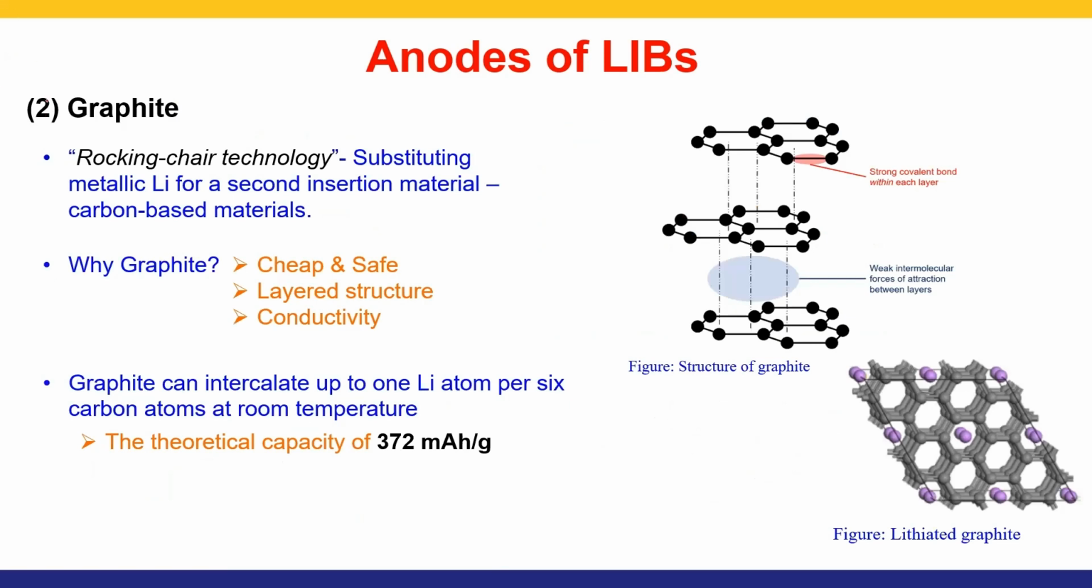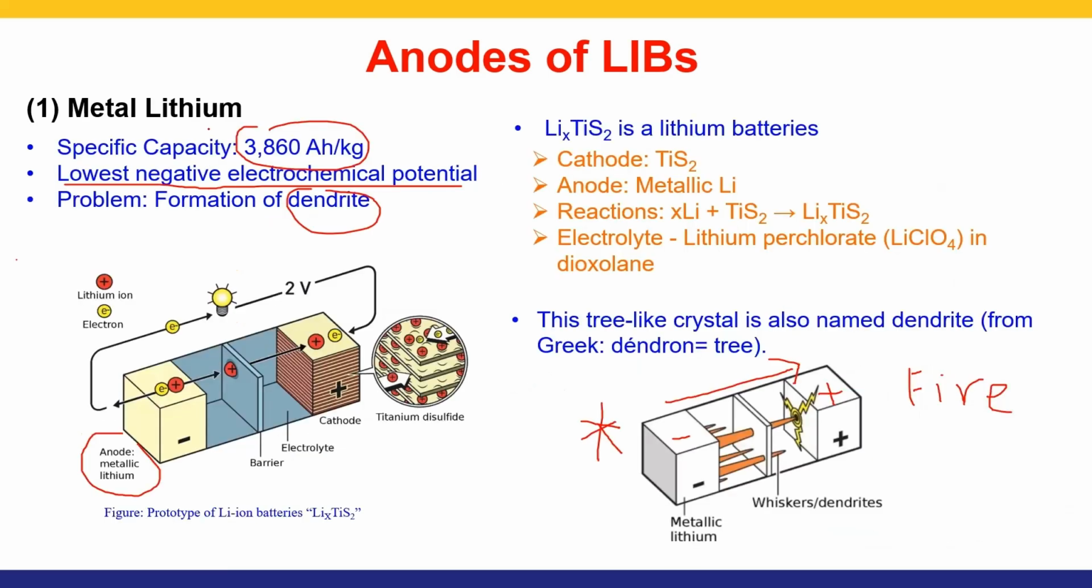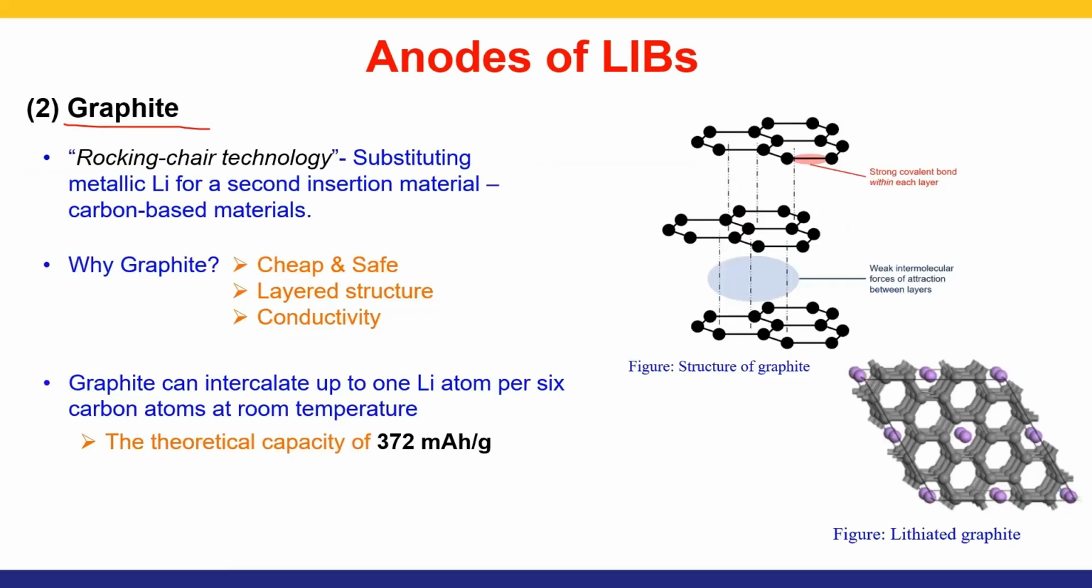Scientists replace metal lithium with graphite, which is an intercalation or insertion material. Of course, because the sodium ion is bigger, you cannot use graphite to store the sodium ion in sodium-ion battery. So why graphite? Because it is cheap and safe. Graphite consists of layers of graphene, which can reversibly store lithium ion, and it has a very good electrical conductivity. By using graphite as the anode material of lithium-ion battery, we no longer have dendrite formation.